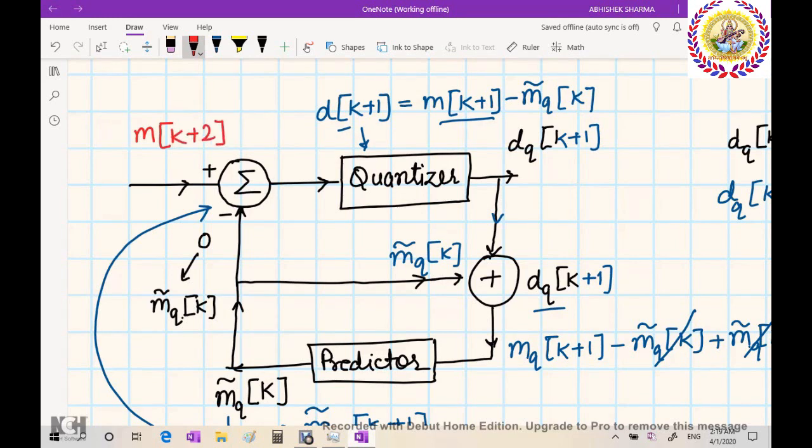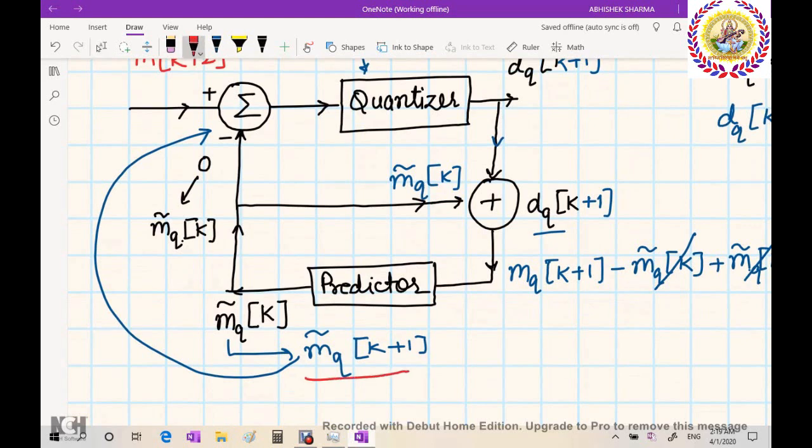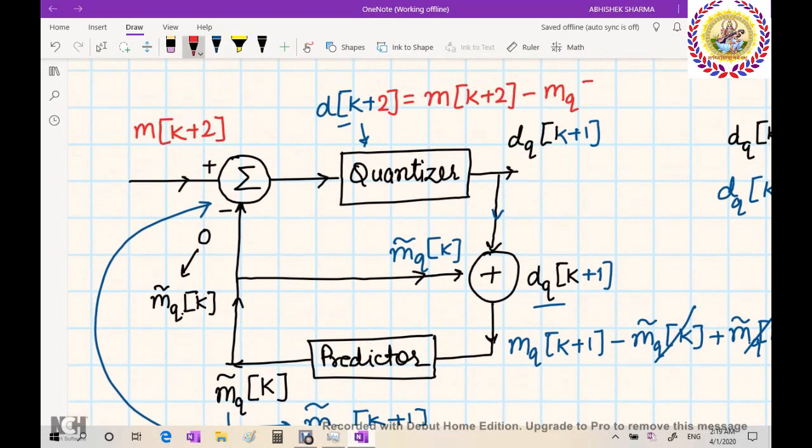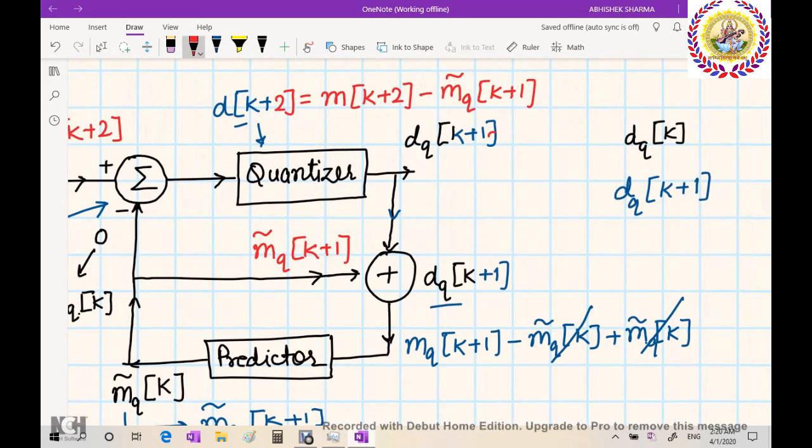And at this point again the value will be dk plus 2, and this value will be equal to mk plus 2 minus mqk plus 1, this one. At this point the value will be mqk plus 1, and at this point it will be transmitted as dqk plus 2. Now the next value will be dqk plus 2.